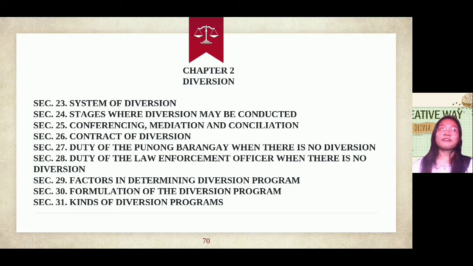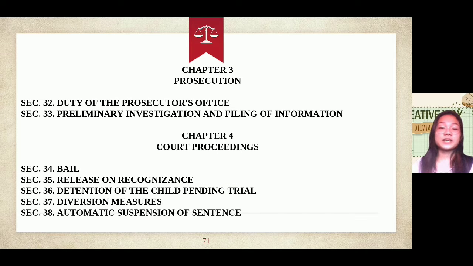After determining their age, if napatunayan na sila ay below 15 years old, they will be exempt from criminal liability, and they will be put into what we call an intervention program. So what is an intervention program? Ano nga ba itong sinasabi ng intervention program? An intervention program must be created by the government or the juvenile justice system to determine the correlating factors that affected the child to commit the crime.